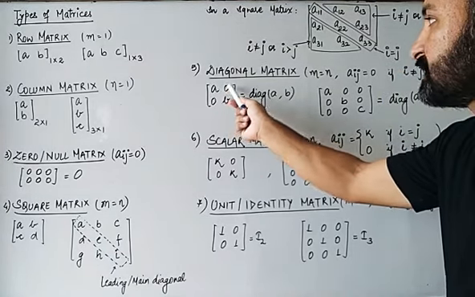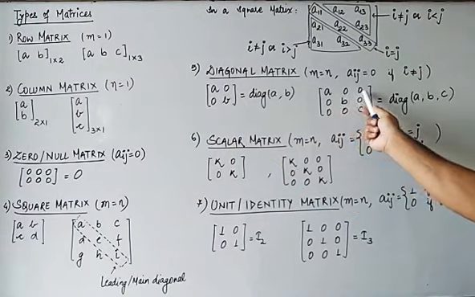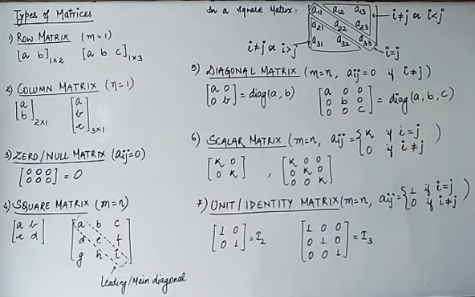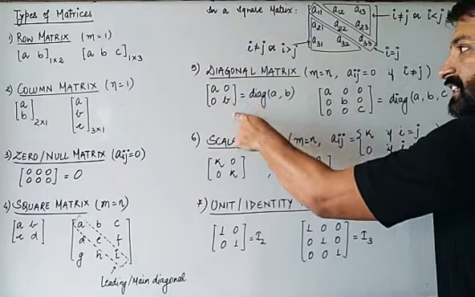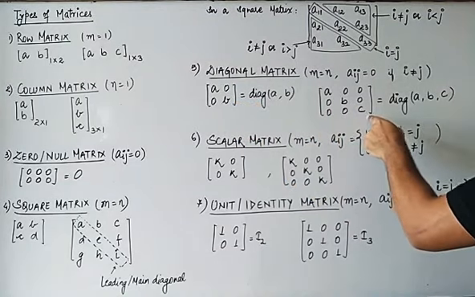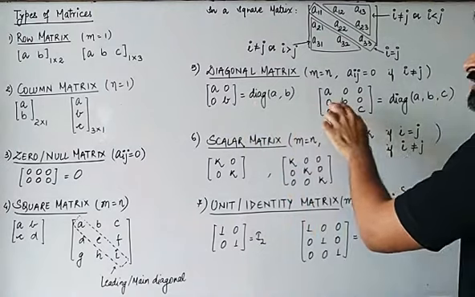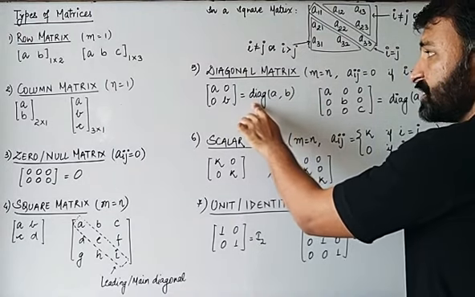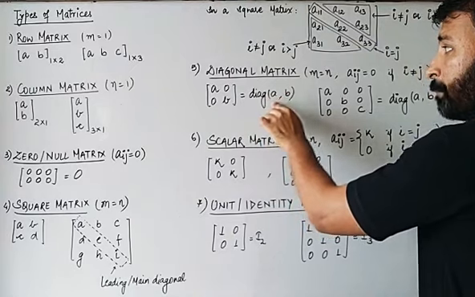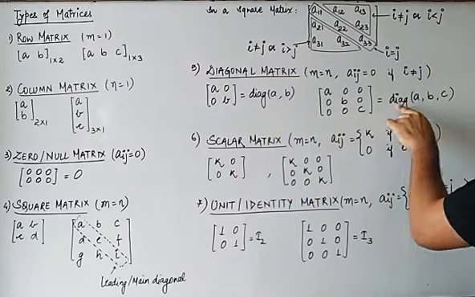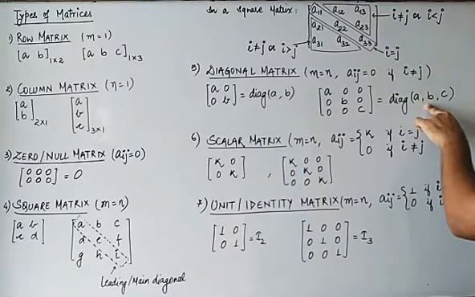Examples are [A 0; 0 B], [A 0 0; 0 B 0; 0 0 C]. In this, we have the diagonal as A, B. In this, we have the diagonal as A, B, C. Rest of the elements are 0. The diagonal matrices are also represented as diag, which stands for diagonal, followed by brackets with the diagonal elements. These elements can also be separated by commas.